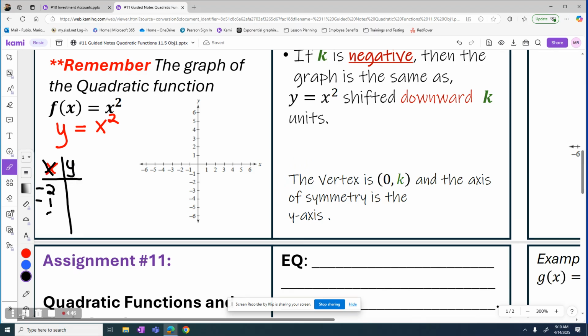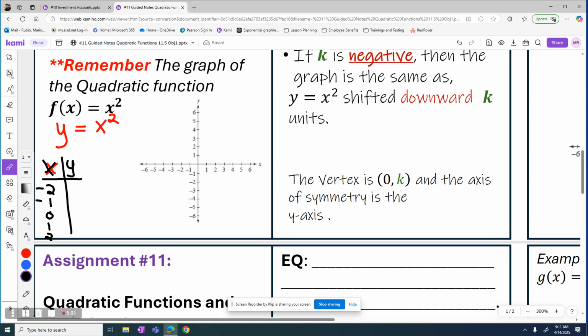-2, -1, 0, and then a positive number. And we're going to do 2. If you always pick these 5 numbers, you'll get a pretty good idea of what the graph looks like. If you pick different numbers, you can if you want to, but it'll mess it up. It'll make it harder to graph.